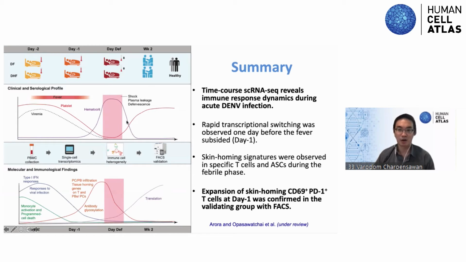The most important one that we see is the skin homing signatures, which is kind of interesting, because if you think about dengue as a mosquito-borne disease, a mosquito would bite the patient at the skin. So it kind of makes sense that you have something that homes to the skin to respond to that infection, and we used FACS to validate this particular cluster of cells, which we think have the skin homing expansions in the PD-1 positive cells.